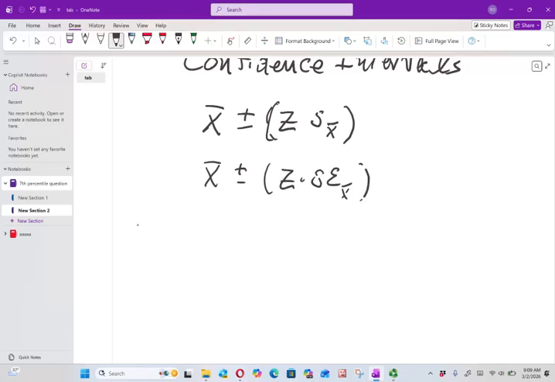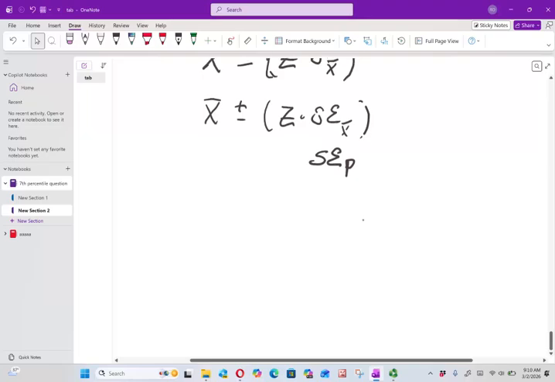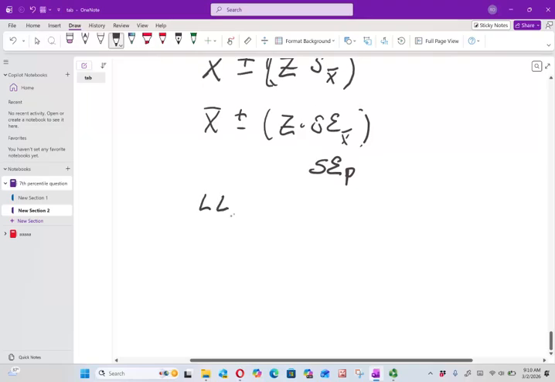When you do a sample for a mean or a proportion, for a proportion we just replace the standard error with the standard error of the proportion. 68%, 95%, 60%, 80%, whatever the bet is, that's called a confidence interval. And it's got a lower limit and an upper limit.